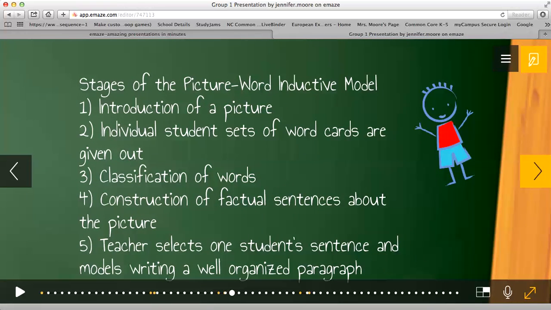Stages of the picture-word inductive model. 1. Introduction of a picture. 2. Individual student sets of word cards are given out. 3. Classification of words. 4. Construction of factual sentences about the picture. 5. Teacher selects one student's sentence and models writing a well-organized paragraph.